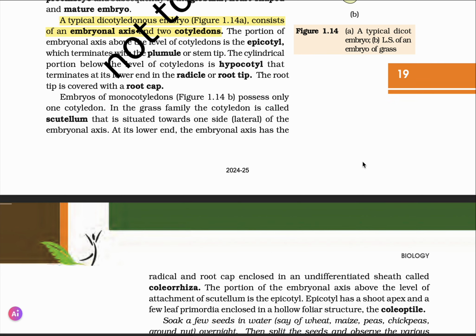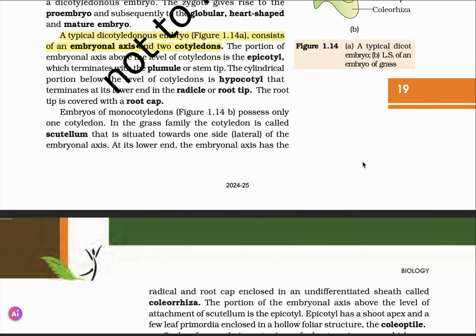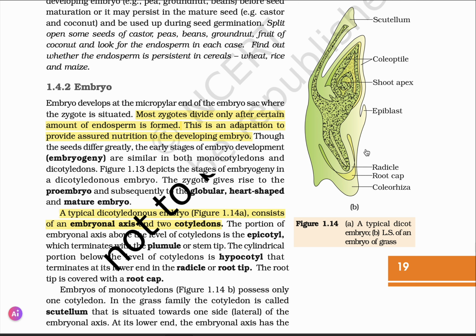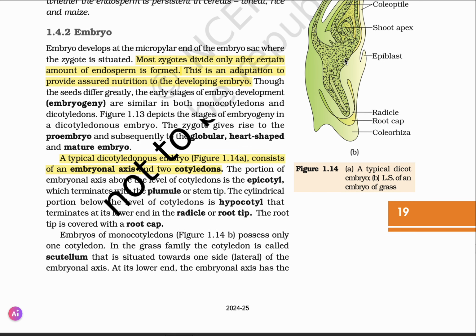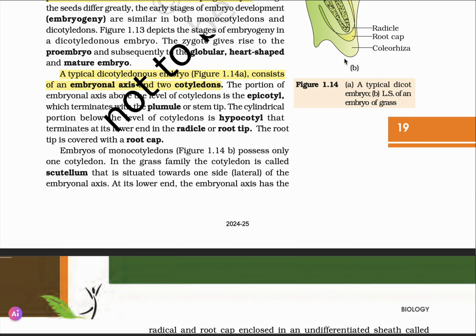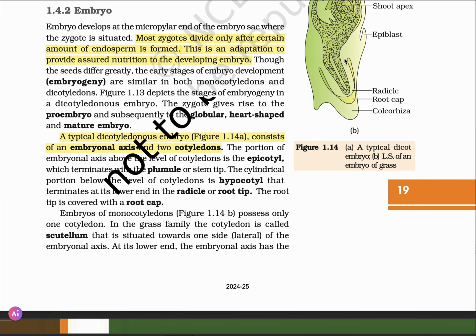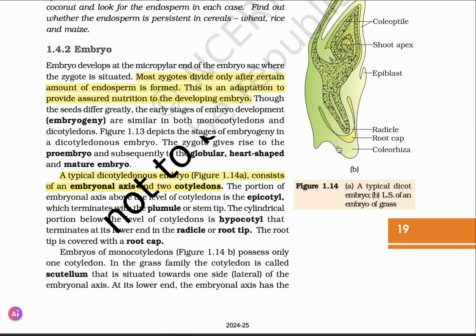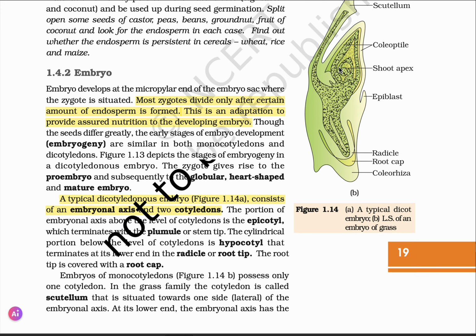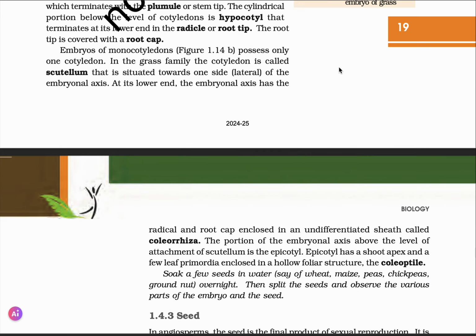The embryo of the monocot possesses only one cotyledon. In the grass family, the cotyledon is called the scutellum, which is situated at the lateral side of the embryonal axis. At the lower end, the embryonal axis has the radicle and root cap enclosed in an undifferentiated sheath called the coleorhiza. First of all, the coleorhiza comes here, then the radicle and the root cap.